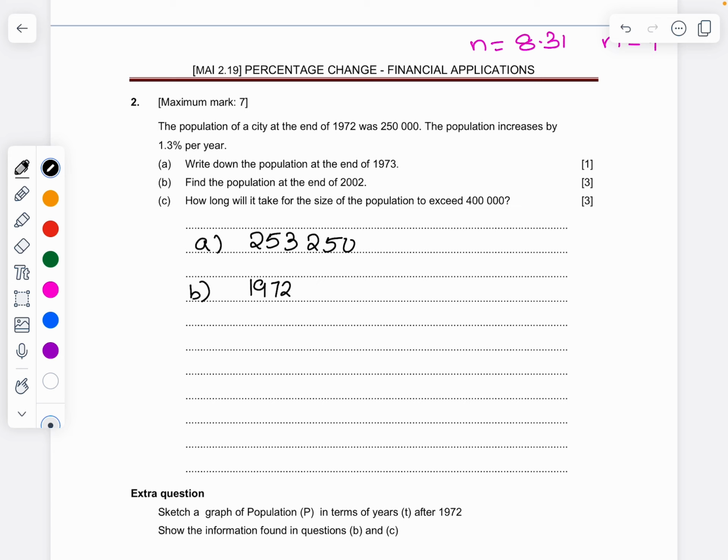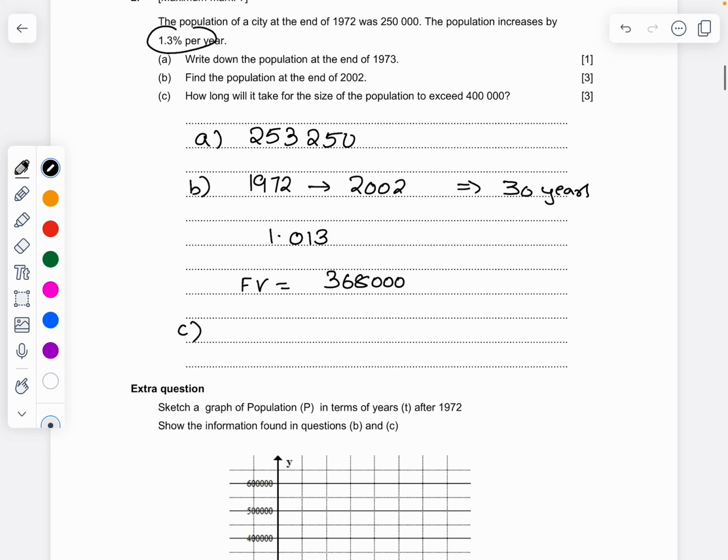So 1972 till 2002, it is going to be nothing but how much? 30 years, and it is increasing by 1.3%. So it is 1.013. Then use the calculator, you should be getting 368,000. How long will it take for the size of the population to exceed 400,000? So 250,000 times 1.013 to the power of n is greater than 400,000.